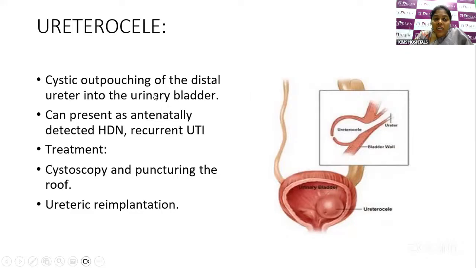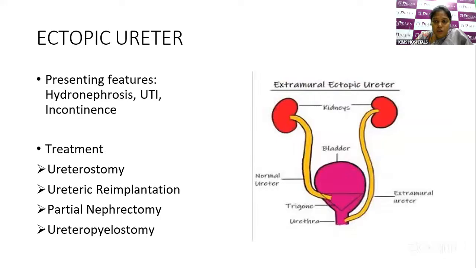The ureterocele is nothing but an outpouching of the distal ureter into the urinary bladder. This is the ureterocele. They sometimes cause VUJ obstruction. They can present as VUJ obstruction, that is obstructive pathology, and they cause hydronephrosis and recurrent urinary tract infection. Cystoscopy and deroofing of the ureterocele is the treatment, and sometimes it requires ureteric reimplantation also.